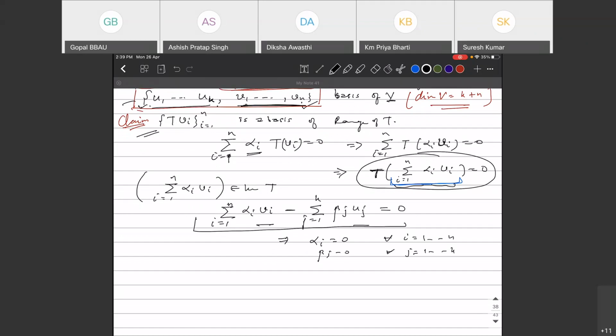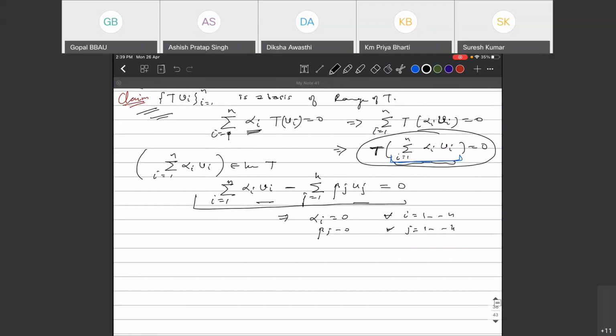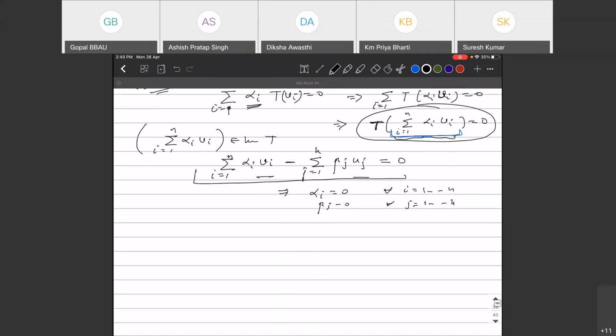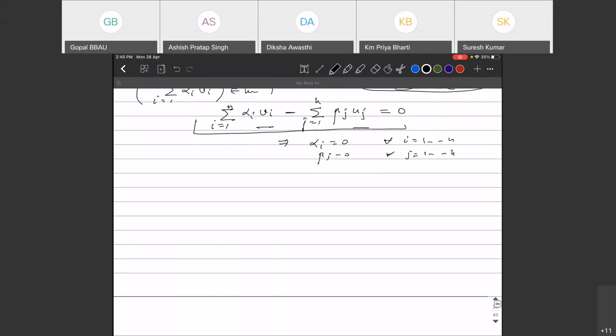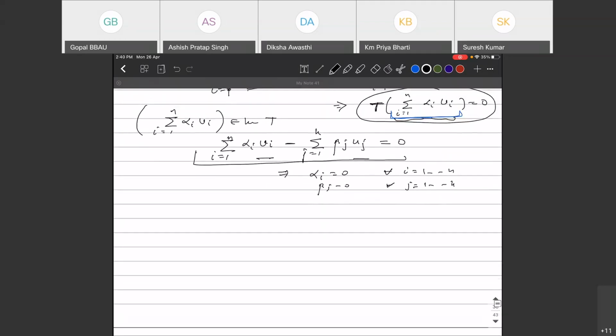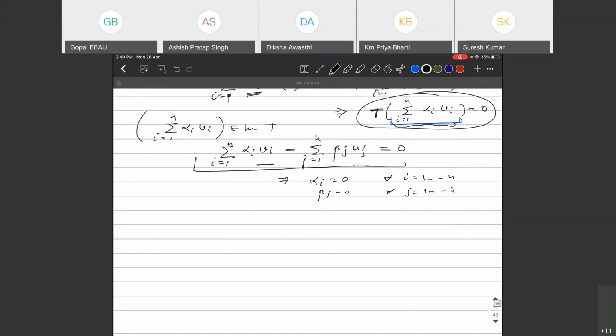So we have proven that alpha I are 0, which means T V I is linearly independent. This is how we prove T V I is linearly independent. And the second part is: T V I spans the range of T, that is, the image of T.